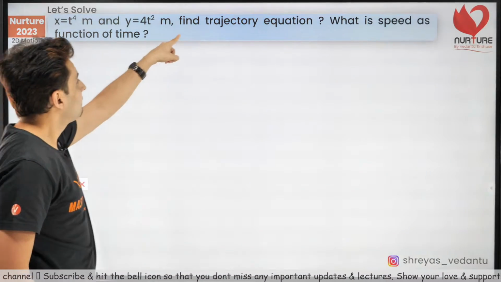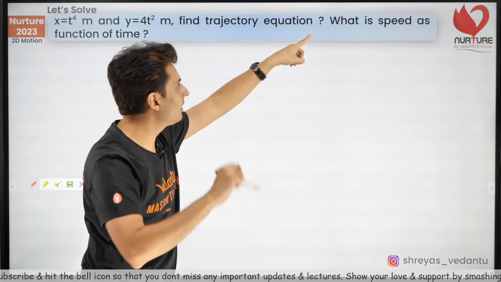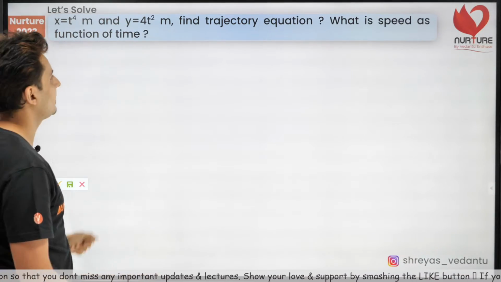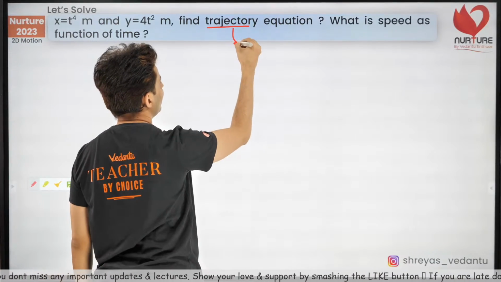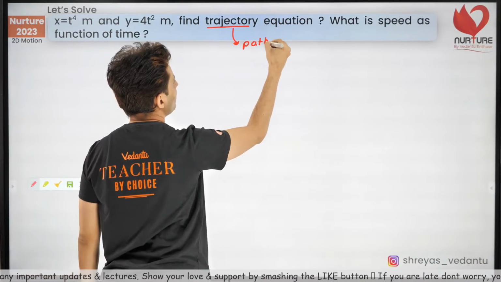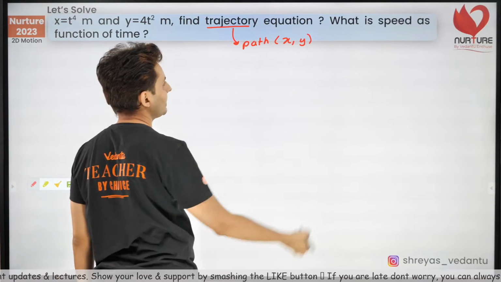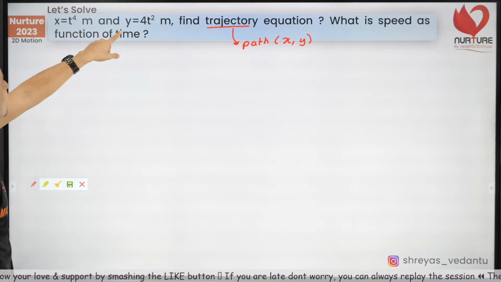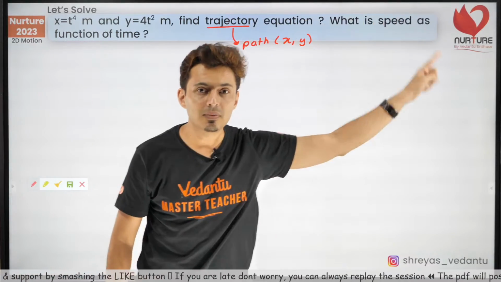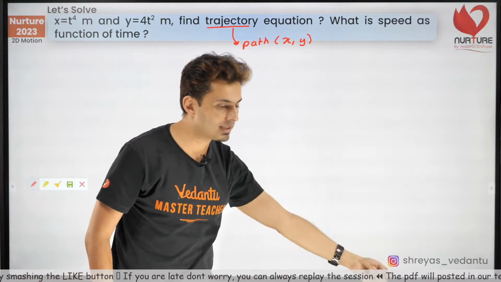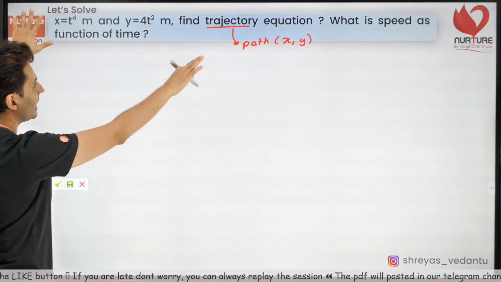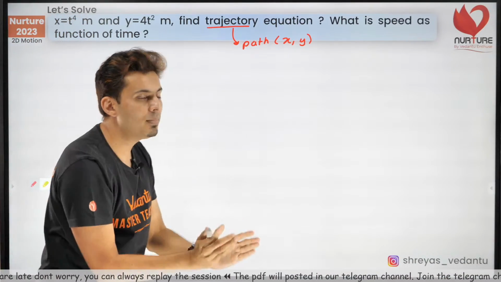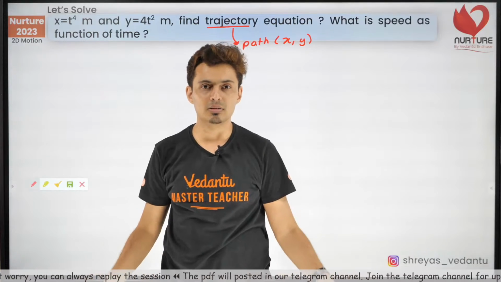Find the equation of trajectory and the speed as a function of time. Remember, trajectory is just a fancy word for path, and path is always a function of x and y. That's what I have been telling you. X is given in terms of time, y is also in terms of time. I don't want time, I just want x and y. What do I need to do? Eliminate time out of the equation.